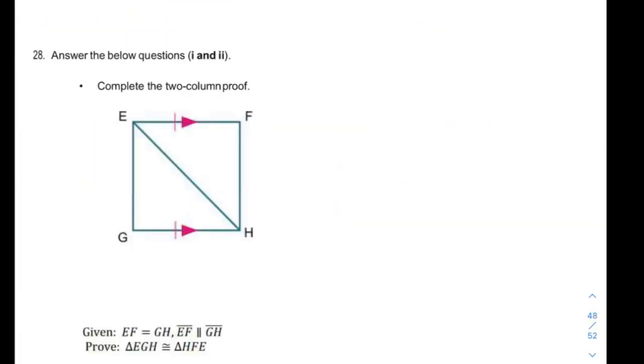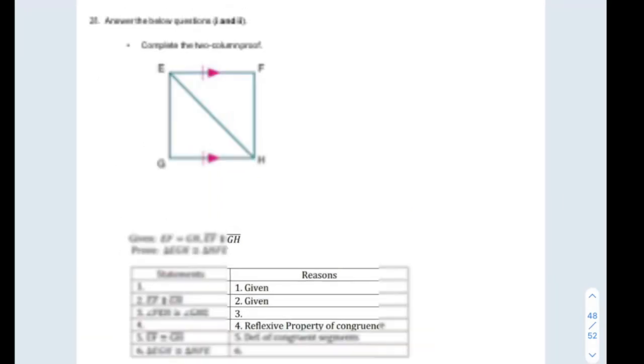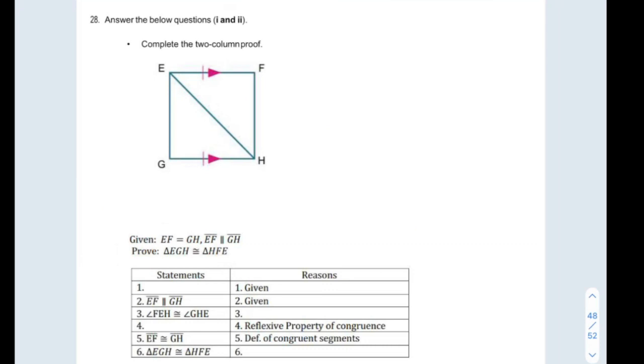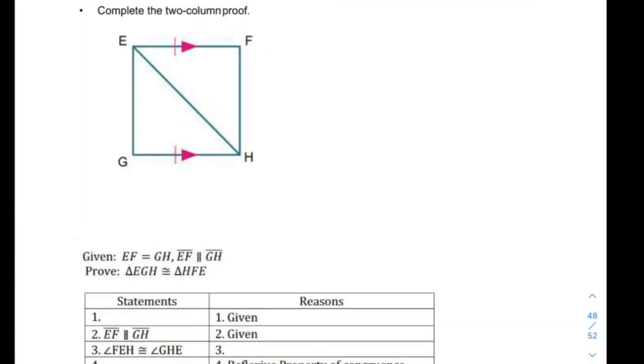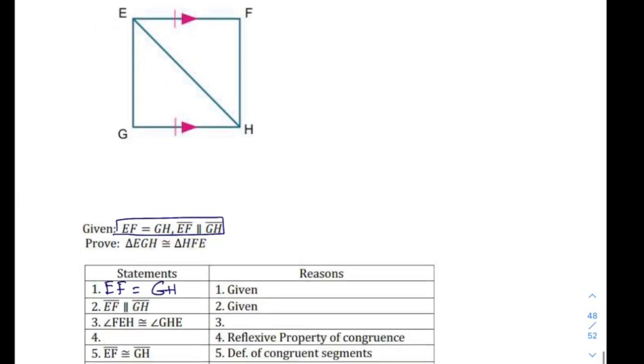Answer the below questions. We are going to complete the two-column proof here. Of course, here you have to use the given information at the beginning. So whenever you see given, check what is given exactly. Here we have to copy the given information. The first one was not copied, so we will copy it: EF is equal to GH. The second one was copied, the lines are parallel.